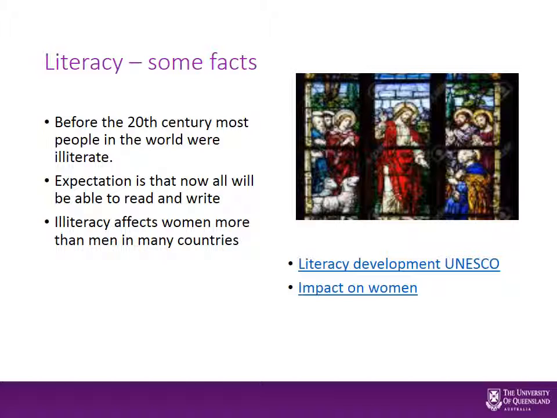And when we go back to thinking about the Vanuatu example, there was an example as well of being able to take the tradition and share that. So in terms of reading and writing, most people in the world have not had that as part of their abilities until more recent times. We now have an expectation that all in the world will be able to read and write, but that's still not the case all over the world. And illiteracy affects women more than men in many countries. And you can think about why that might be. There are some links there that you can follow. You can look to the UNESCO website, and you can also consider the impact on women.